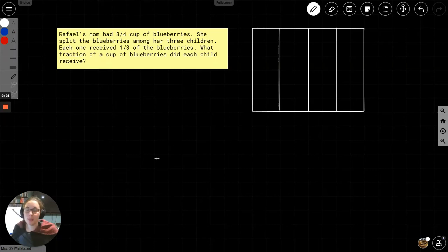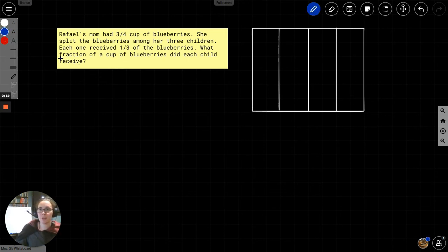This is example 1 of lesson 5.1, multiplying fractions with models. We've got Raphael's mom here who picked 3/4 of a cup of blueberries. She split the blueberries among her 3 children, and each one received 1/3 of the blueberries. What fraction of a cup of blueberries did each child receive? That's the question we're trying to ask here.